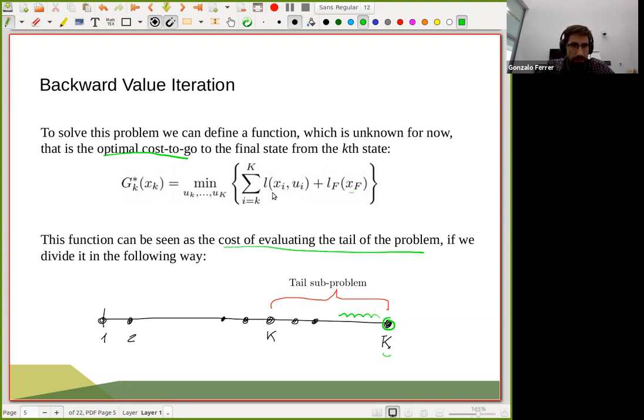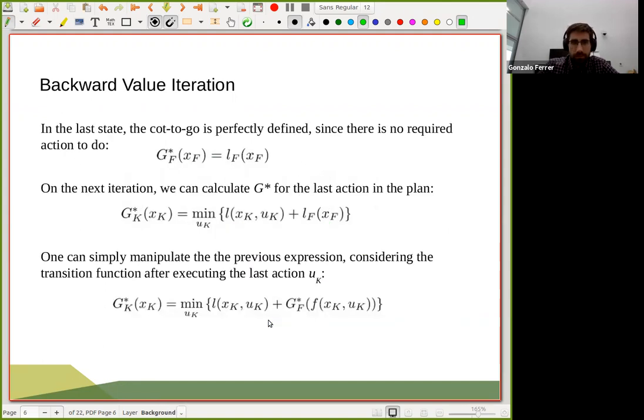And the formula is what we were discussing before. It's just the summation of traversing all the edges plus the final cost. So what is the difference? Here we are minimizing this. We are calculating the sequence of actions that is going to give us the minimum cost, whatever it is. Right? So far we haven't solved the problem. We are just saying that, okay, this function exists. And it's going to be important, this separation.